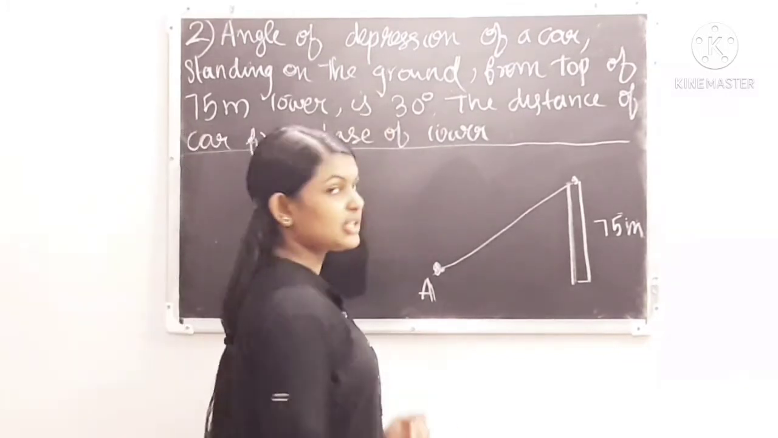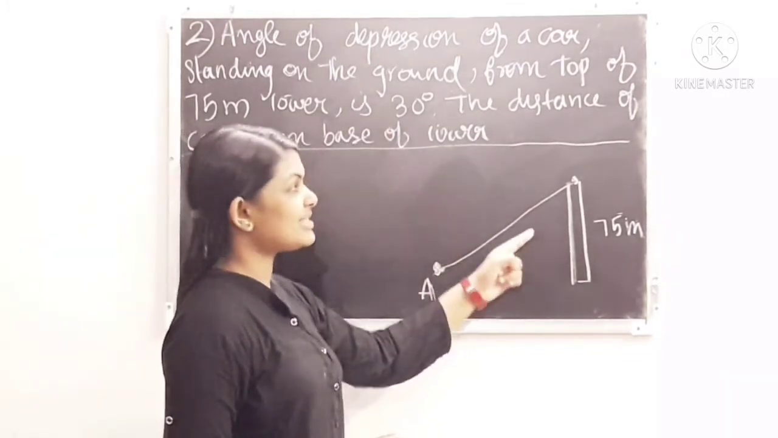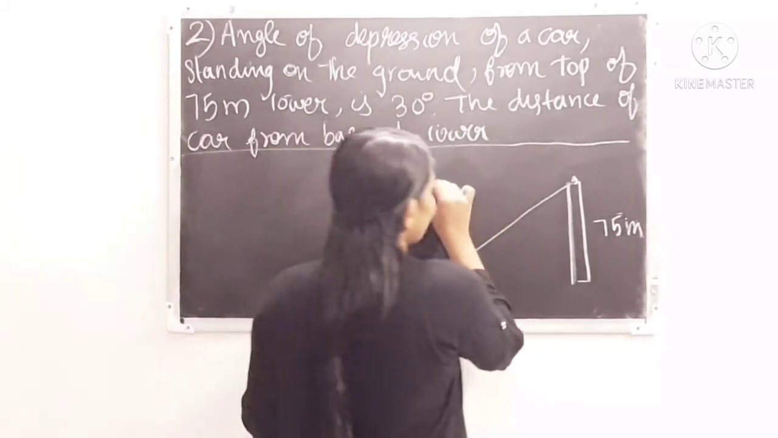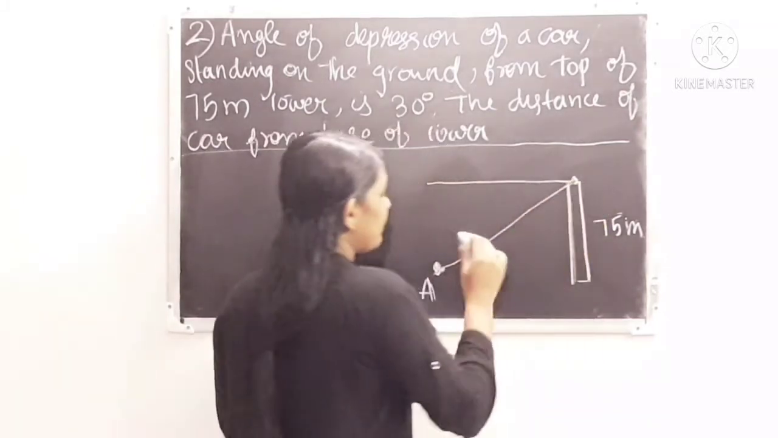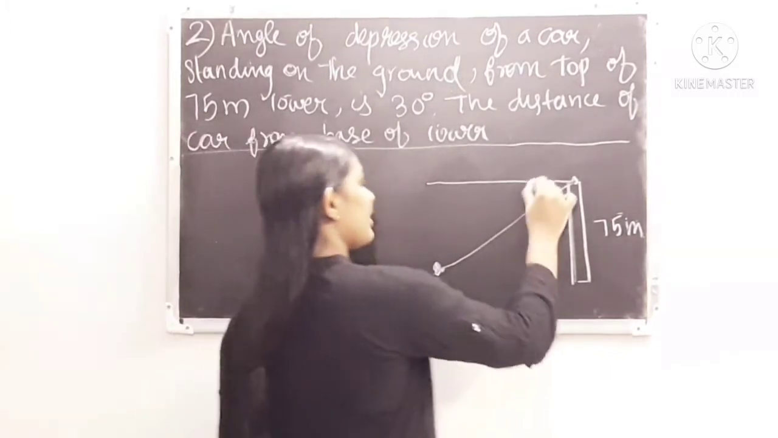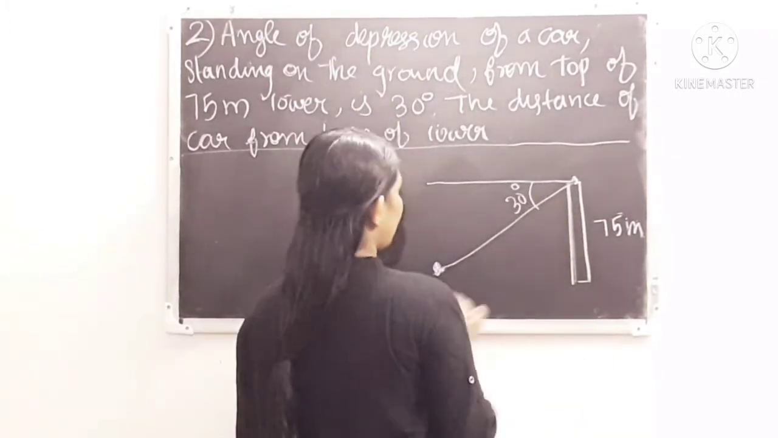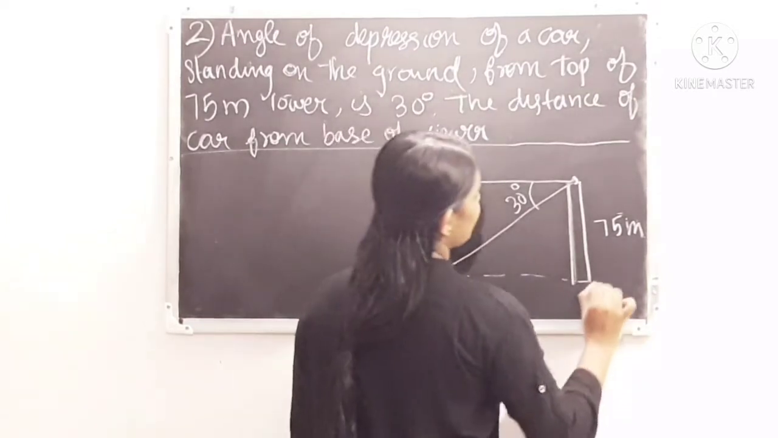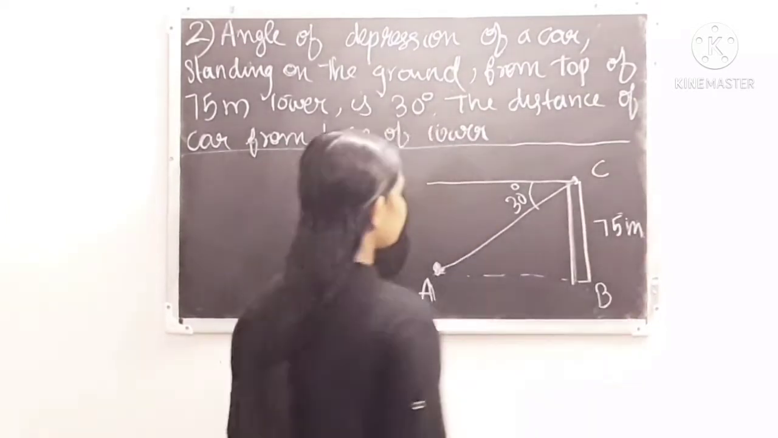Angle of depression is the angle between the line of sight and the horizontal. So the angle made between the horizontal and this line of sight is called the angle of depression. So this is given as 30 degree. And we can name this point as B and this as C.